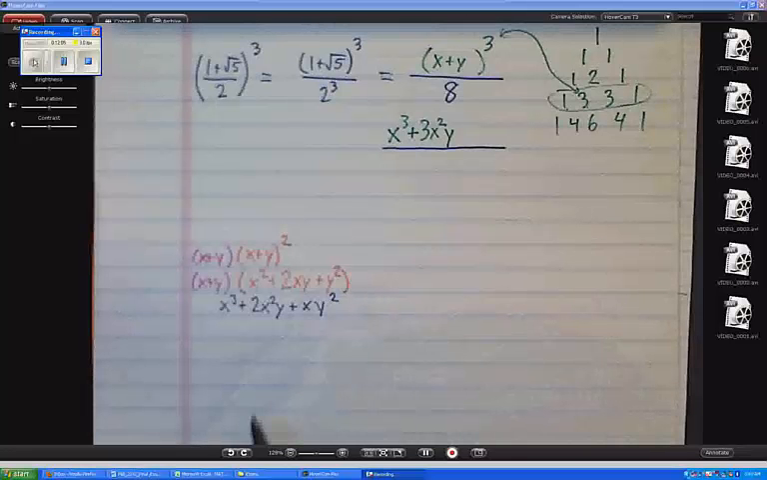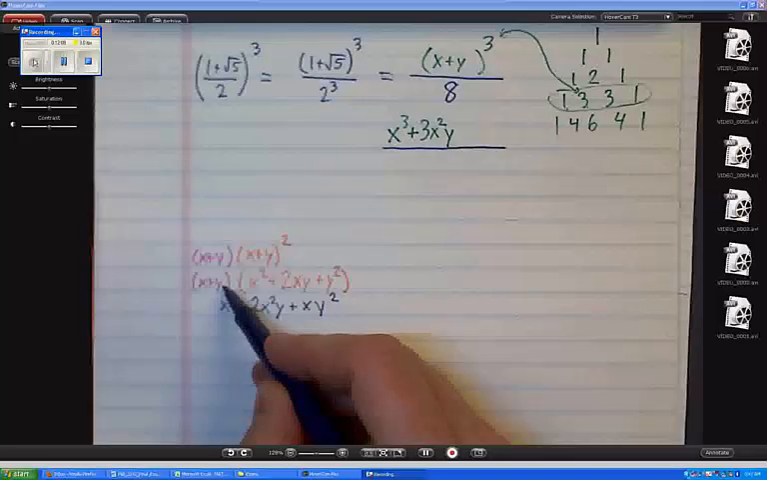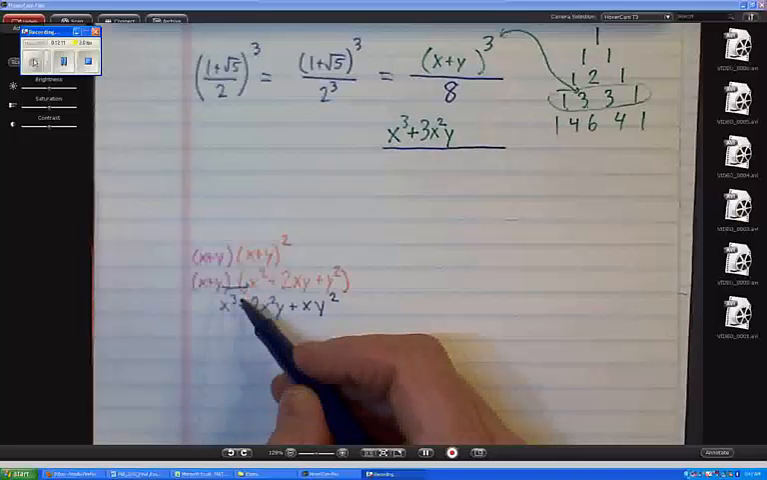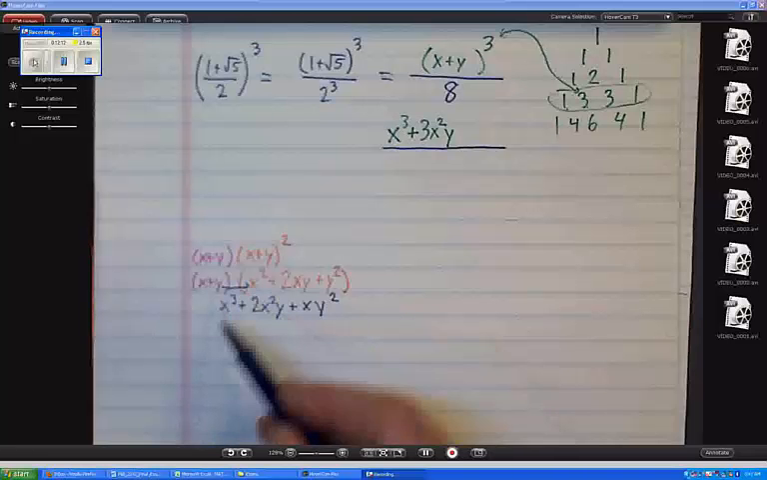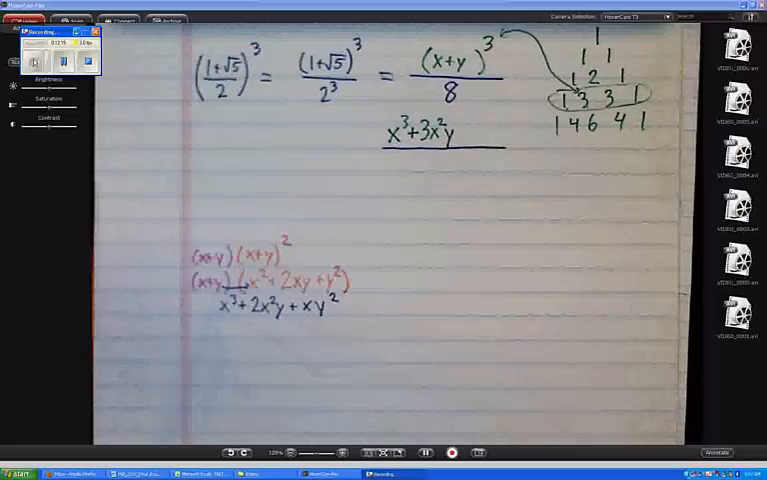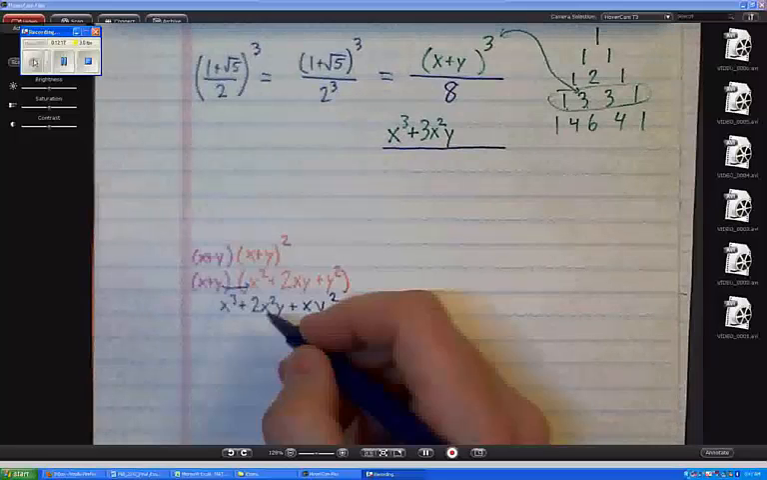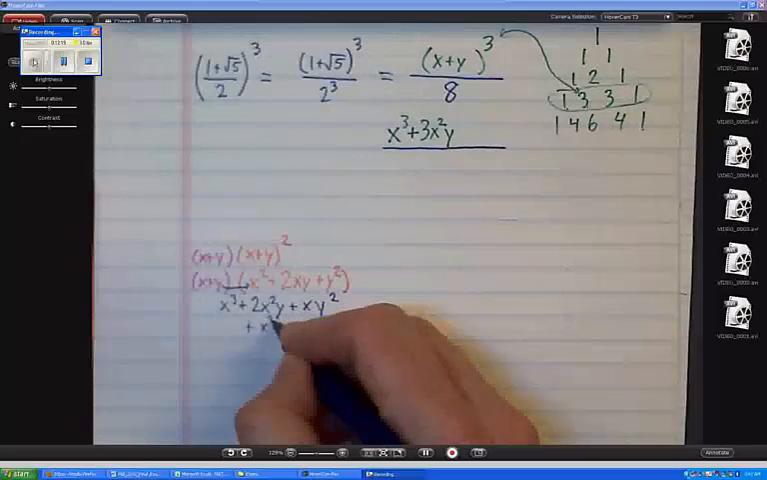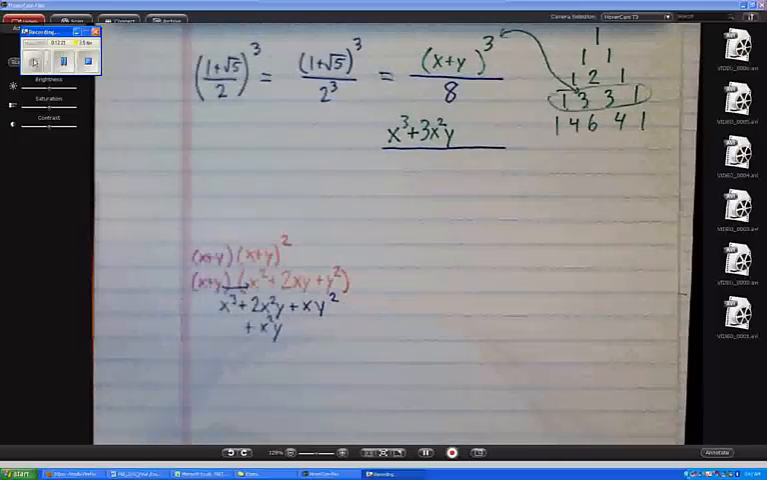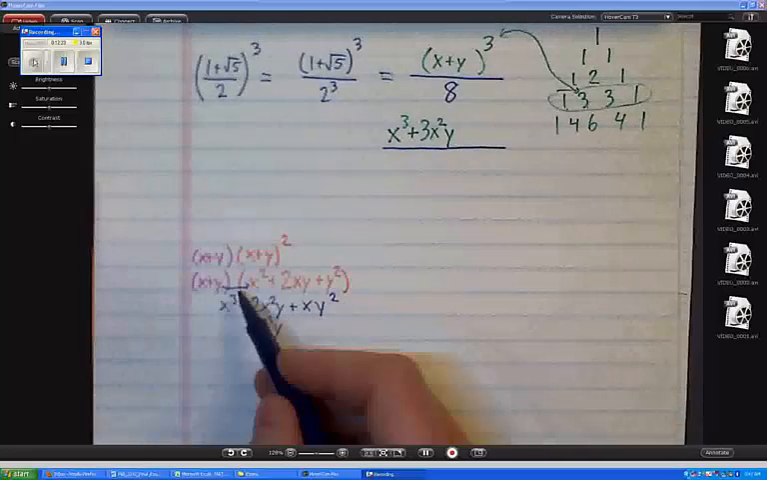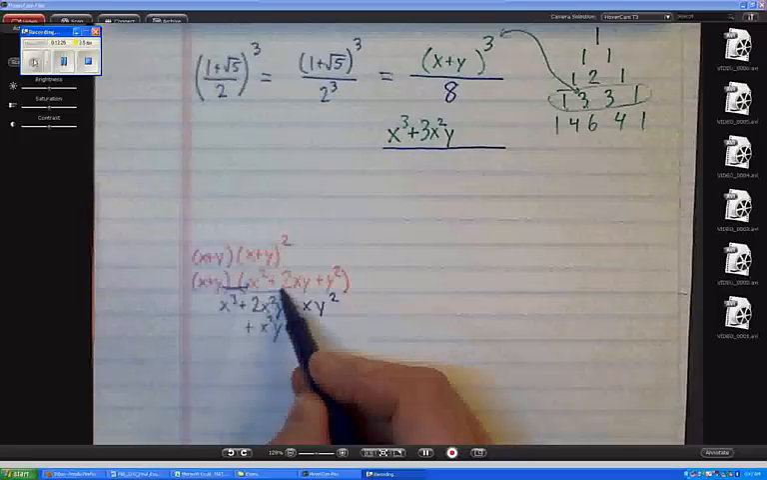What's the next thing we get when we distribute the y? Well, we get y times what? x squared. But you know how I want to write it? I want to write it alphabetical. I'm going to write it as x squared y, and so I'll line it up here so I can really see that it's going to be combined. What's the next thing we're going to get? When we do y times 2xy, what are we going to get?